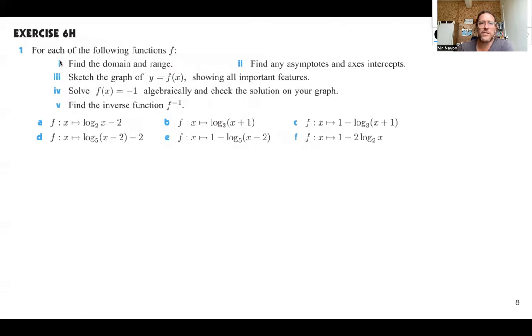Okay, we're back for solving these functions. For each of the following functions f, find the following. So let's start with this one over here. So the domain and range.